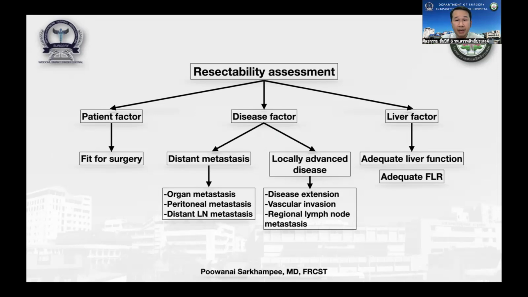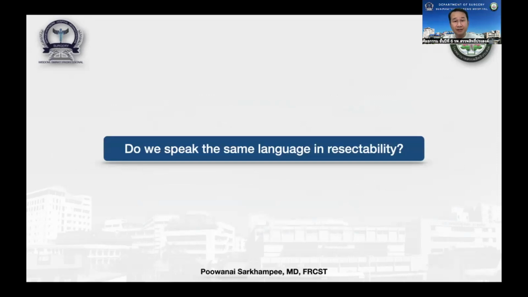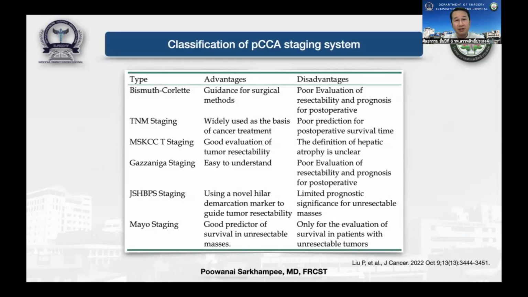This is the resectability assessment in my practice. So, do we talk the same language as the other centers or the other literature? I say no. We look at the classification of perihilar cholangiocarcinoma. There are a lot of classifications nowadays: Bismuth classification, TNM classification, Memorial Sloan Kettering classification, Japanese classifications. We have a lot of classifications and there is no consensus guideline about the classification nowadays.